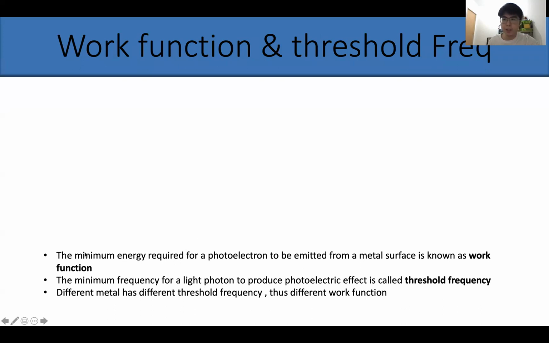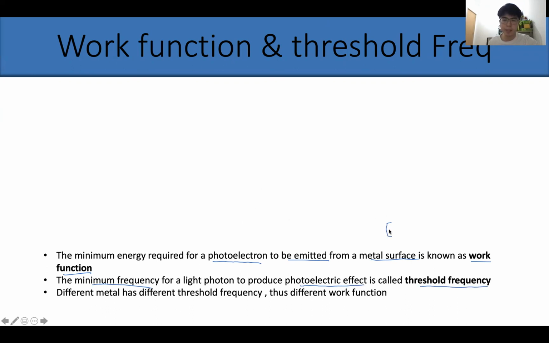How do you define work function? The first point here: the minimum energy required for a photoelectron to be emitted from a metal surface is known as the work function. To be emitted into the atmosphere, the minimum is known as the work function. And the minimum frequency for a light photon to produce the photoelectric effect is called the threshold frequency.